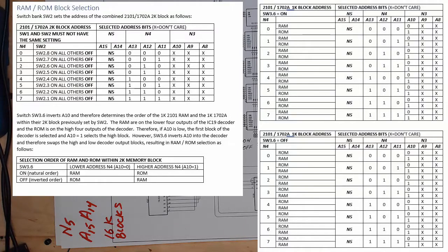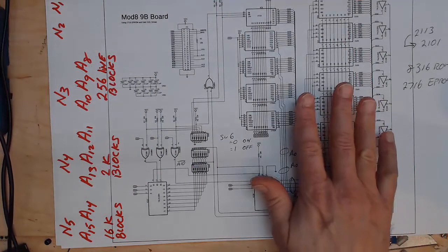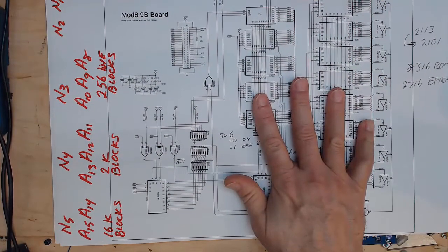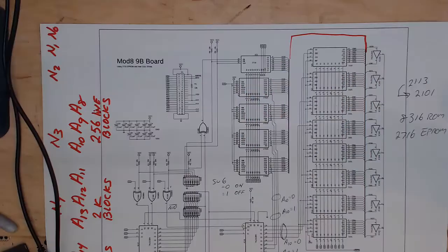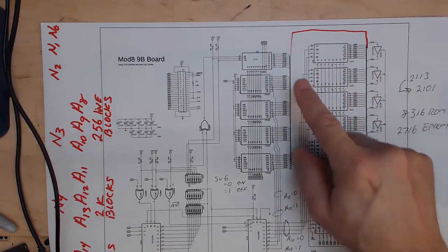So this is then what our completely decoded RAM and ROM looks like with switch 3-6 on, where we have our RAM on the bottom, anywhere from N4 equals 0 to 7, and then repeating with 3-6 off, so our ROM is on the bottom. So that's how we decode our RAM-ROM block, and we can decide which of these we want to be on the bottom. Okay, that's taken care of. Okay, we need to remember in this diagram that these buses are actually connected. So this bus is the same as that bus.